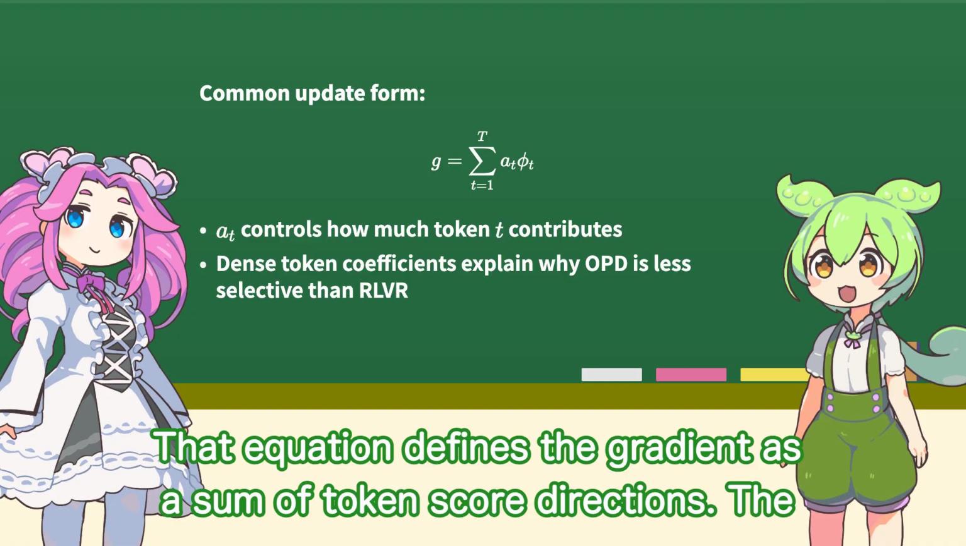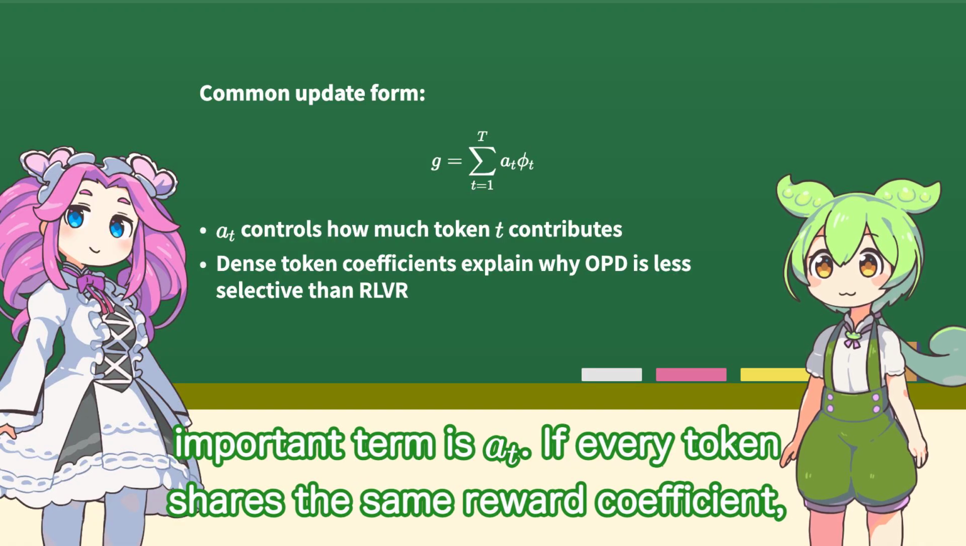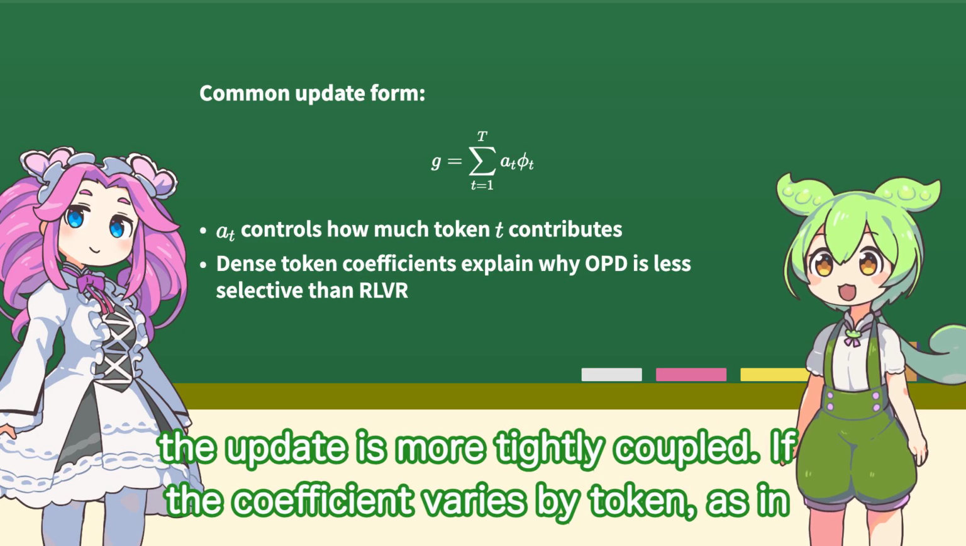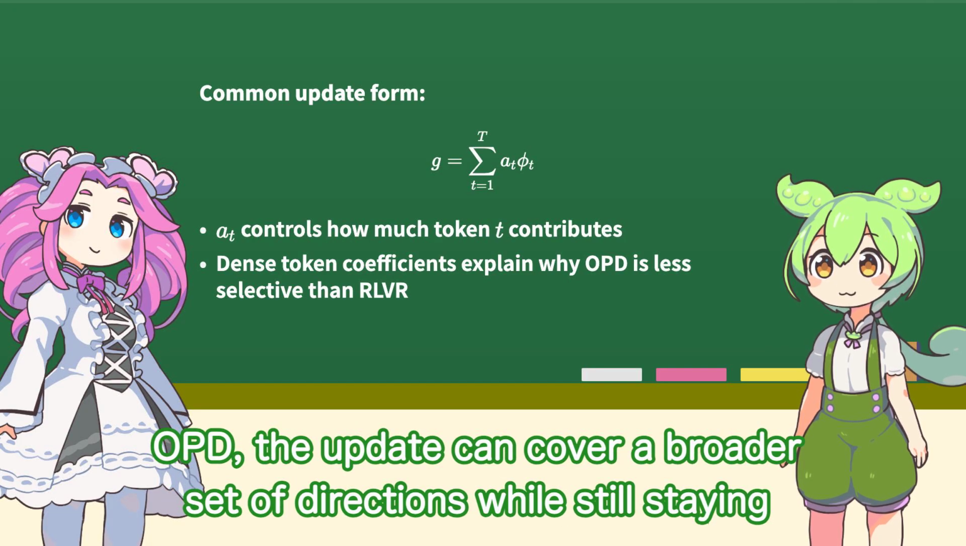That equation defines the gradient as a sum of token score directions. The important term is a sub-t. If every token shares the same reward coefficient, the update is constrained. If the coefficient varies by token as in OPD, the update can cover a broader set of directions while still staying anchored.